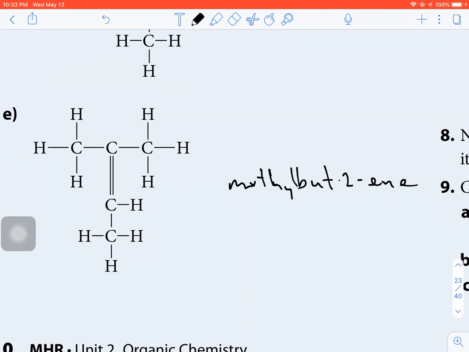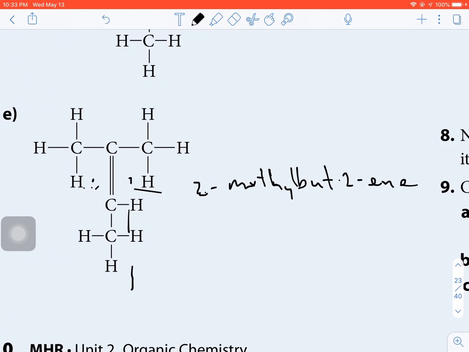Methyl but-2-ene, and the question is, where is the methyl? Well, if I count from this end to make it 2, that makes the methyl on the 2 carbon. If I count from this end, the methyl goes on the 3 carbon, so I'm going to make it 2-methyl but-2-ene. Okay, and there's E.